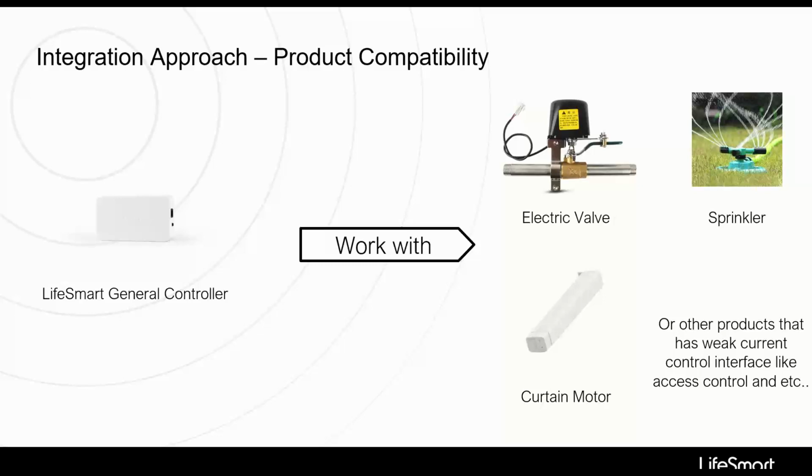LifeSmart General Controller is a universal controller that has multiple control interfaces. You can simply regard it as a smart module. You can attach it to an electric valve, sprinkler, curtain motor, or any other products that have a weak current control interface, even access control systems. So our LifeSmart General Controller on the left will work with those products on the right-hand side.